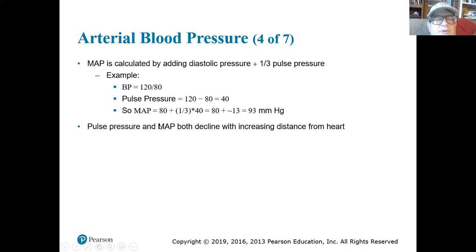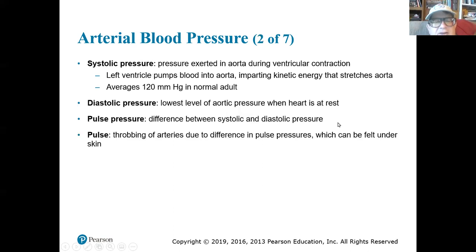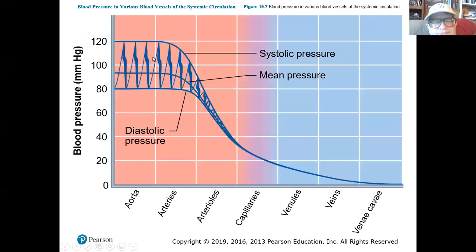Anyway, pulse pressure and mean arterial pressure both decline with distance from the heart. Again, you can see that in this picture. Pressure is going down. Spike or no, the pressure is going down. The further you get away from the heart, the further the pressure is down.